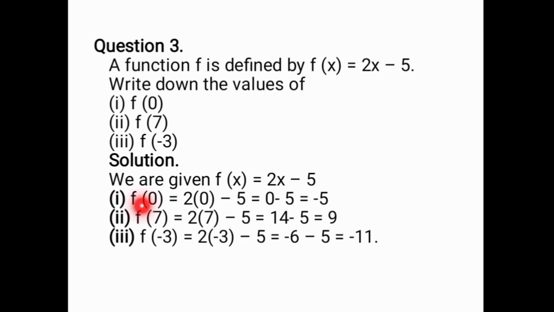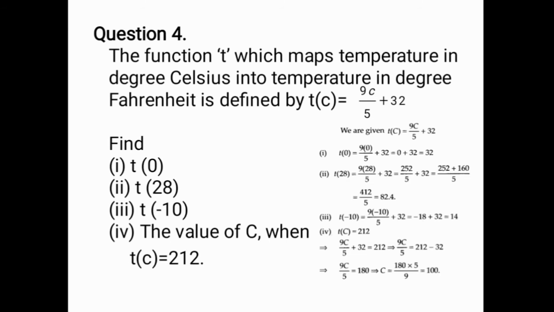See, f of 0 means put x equal to 0 in the given function: 2 times 0 minus 5 equals minus 5. F of 7, substitute x equal to 7, we get 9. F of minus 3, put x equal to minus 3, we get minus 11. That's all. Question number 4.